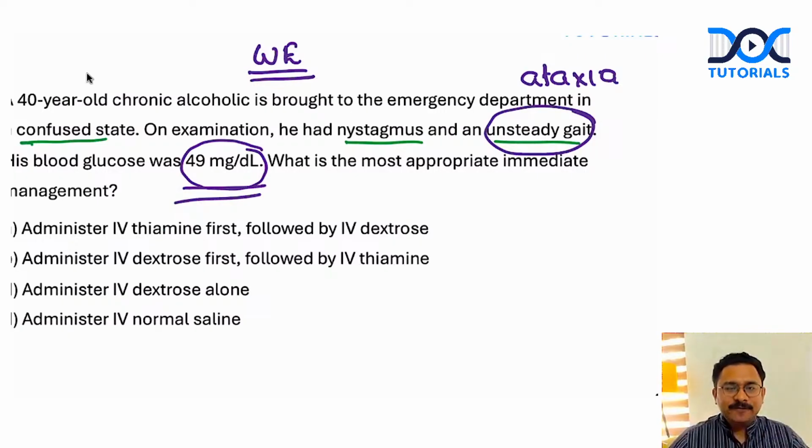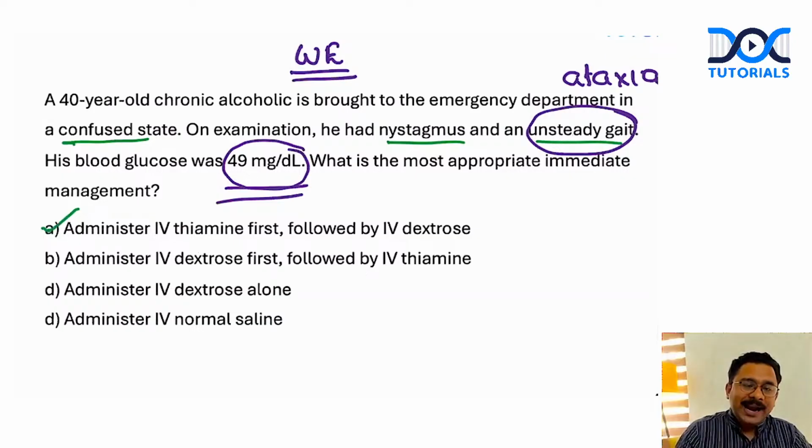For the Wernicke's encephalopathy component, you have to give thiamine. For the low blood glucose, you have to give dextrose as well. But what are you going to administer first? Is it going to be thiamine first or dextrose first? Always remember, it has to be thiamine first. Okay, because if you administer dextrose and then thiamine, dextrose will help in correcting the hypoglycemia.